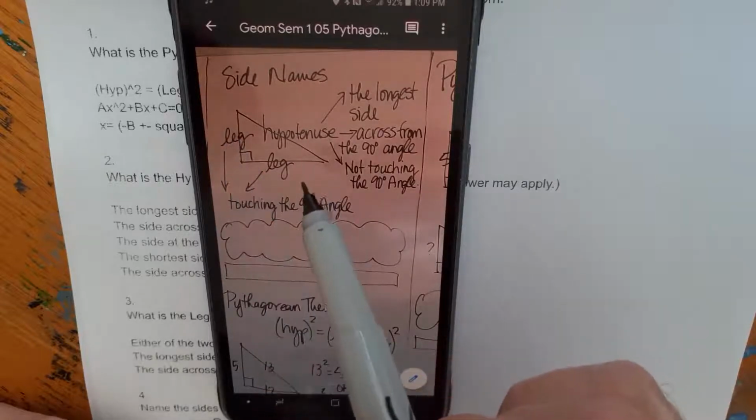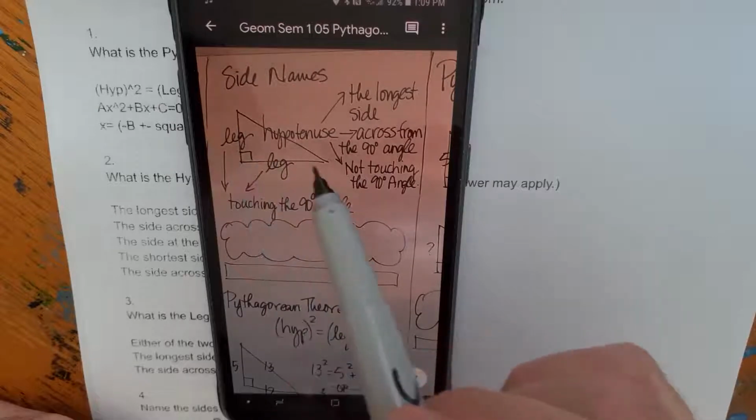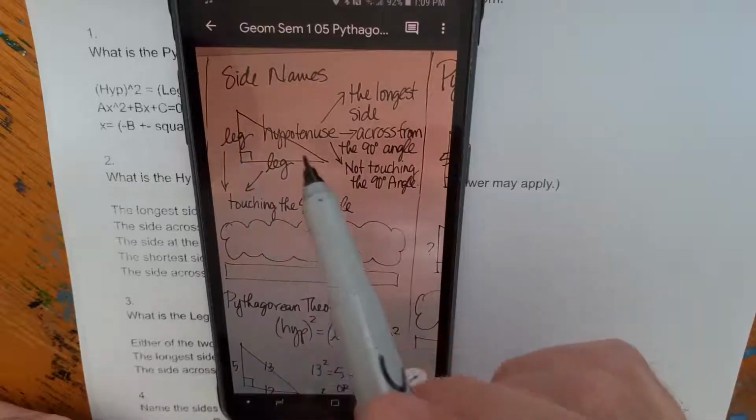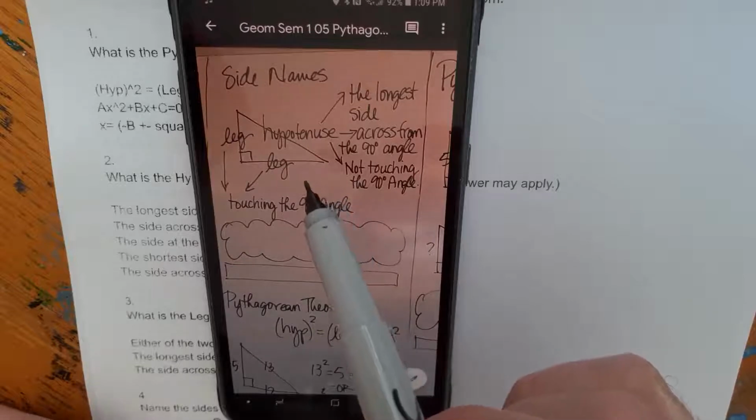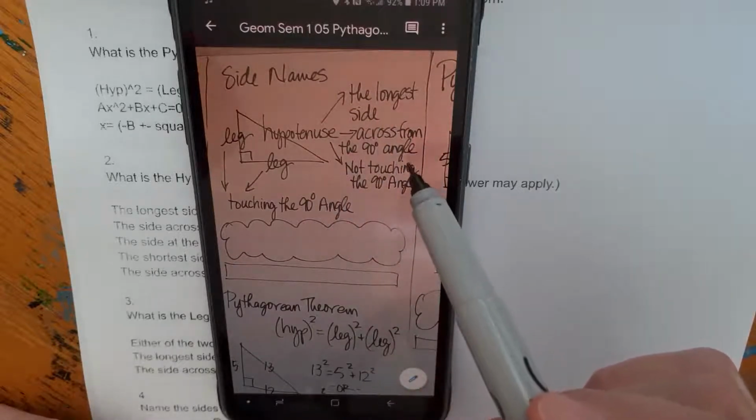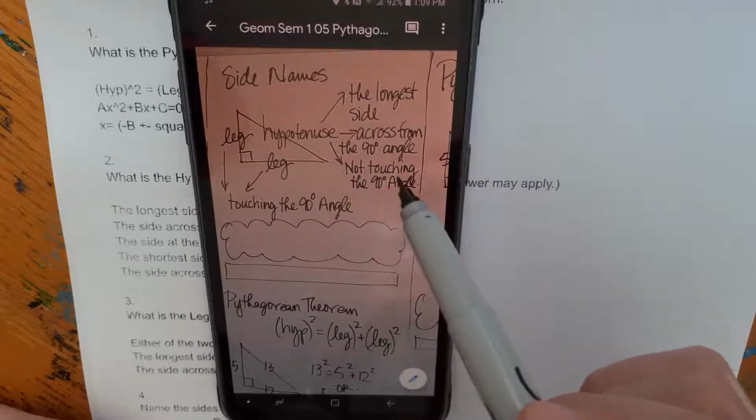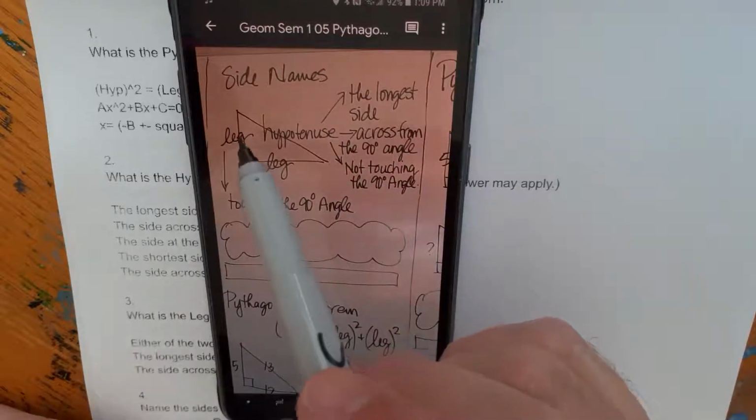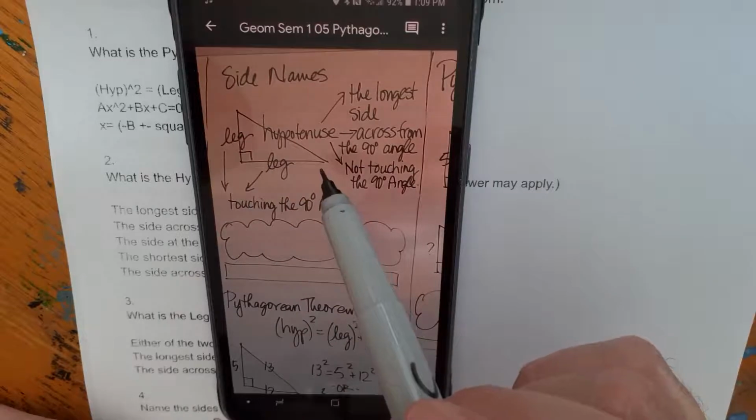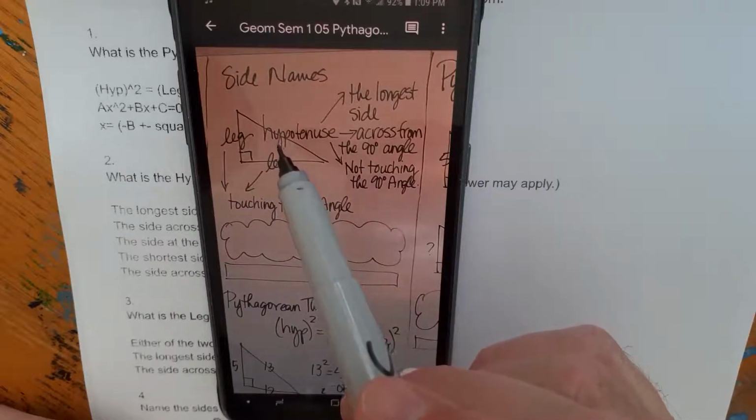So leg, leg. Across from the 90-degree angle, not touching the 90-degree angle, is the hypotenuse. The characteristics of the hypotenuse are that it is the longest side, it's across from the largest angle, and if it's a 90-degree triangle, the 90-degree angle is the largest angle. And we like to say it's not touching the 90. See how the 90 is touching the 2 legs, but the 90 is not touching the hypotenuse. Immediately you should know where the hypotenuse is on a right triangle every time. It's the one not touching the 90-degree angle.